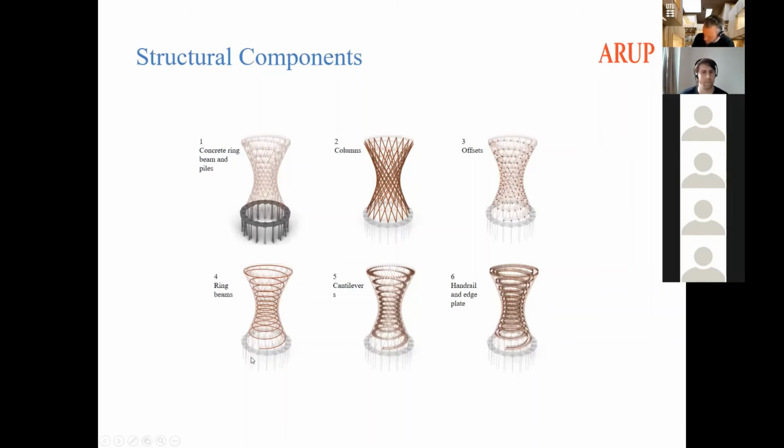And then we have the ring beams. The ring beams consist of this doubly curved ramp ring all the way up the tower, and then we have the platform ring at the top of the tower. Welded to the ramp ring, we have the cantilevers, which change in size from 2.4 meters at the bottom to 1.8 at the center, and then all the way up to 3.6 at the top. Finally, we have the handrail and the edge plate, which were all part of the detailed design and quite a project in itself.